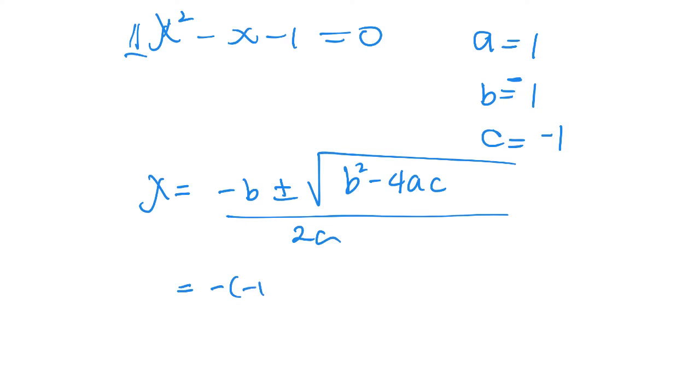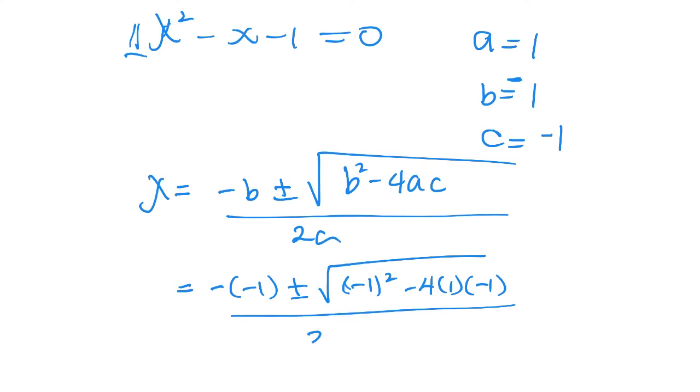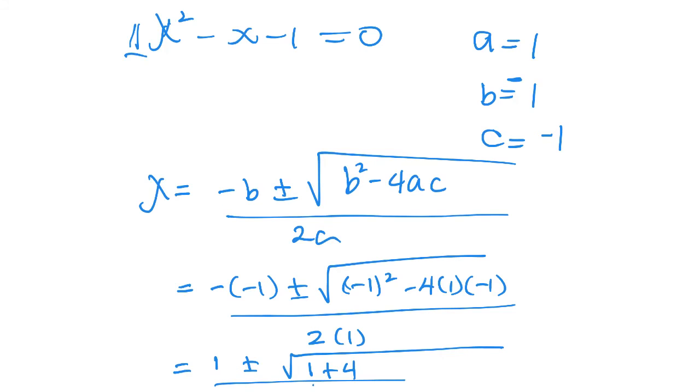So it's going to be the opposite of negative 1 plus or minus the square root of negative 1 squared minus 4 times 1 times negative 1, all over 2 times 1. So we get 1 plus or minus the square root. Negative 1 squared is 1. Minus 4 times negative 1 is plus 4, all over 2. I guess I got a little excited on that square root symbol. Don't think I need that much. All right, perfect. And so that's going to give us 1 plus or minus the square root of 5 over 2. So those are our two irrational roots.